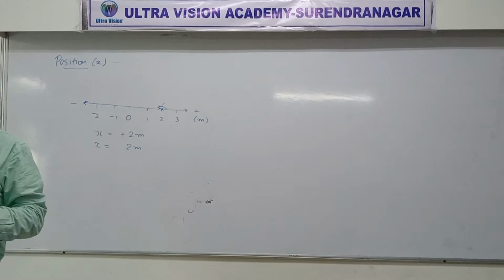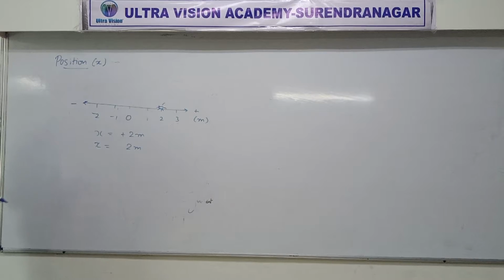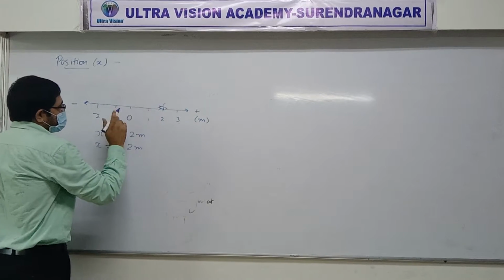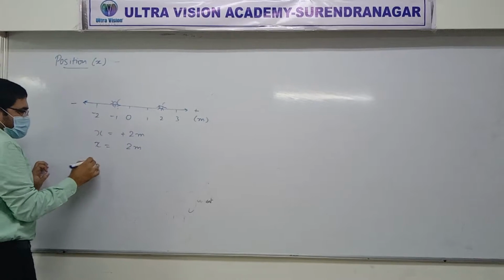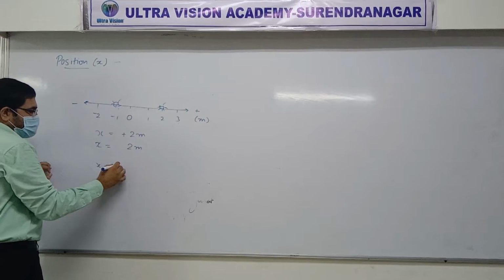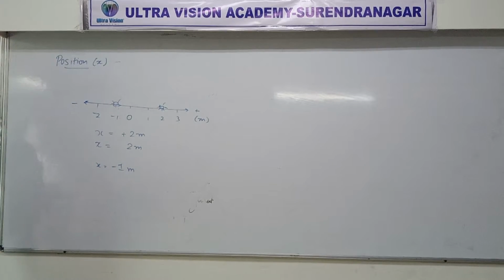Is it clear why? Because plus 50 or 50, same or not same? Same, so that's the reason. But suppose instead of being here, the ant was here. Then you'd have to write x equal to minus 1 meter. Did you understand? You'd have to write x equal to minus 1 meter.